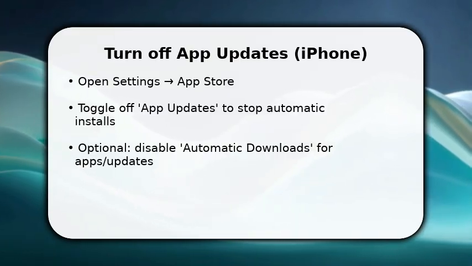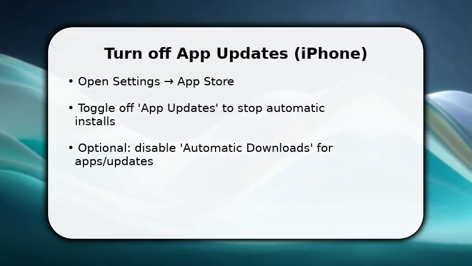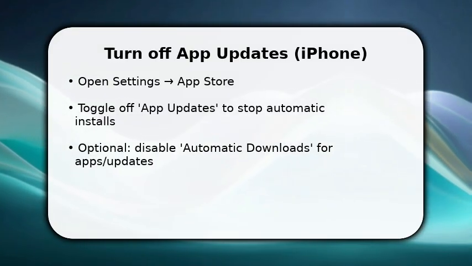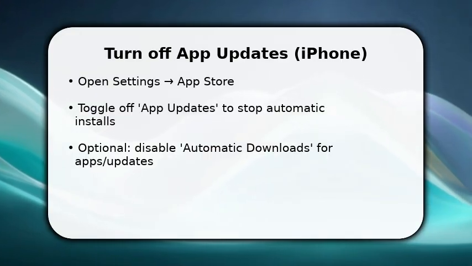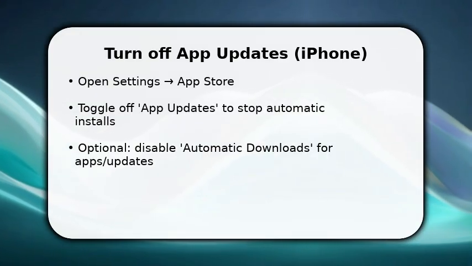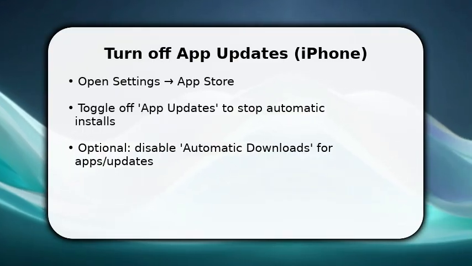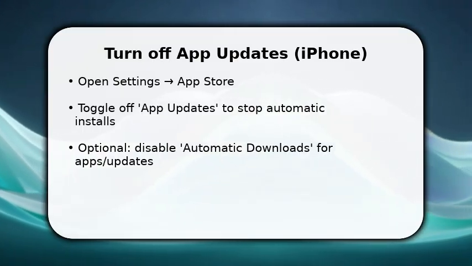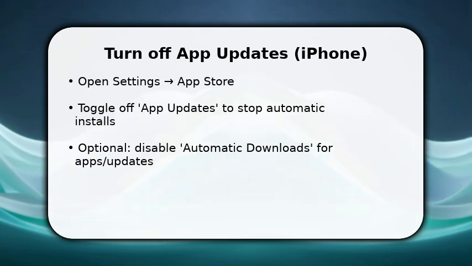Once done, consider also disabling automatic downloads for apps so new purchases don't auto-install. These steps cut background downloads and save battery and data. They also let you control when to review changelogs and permissions before updating your apps.